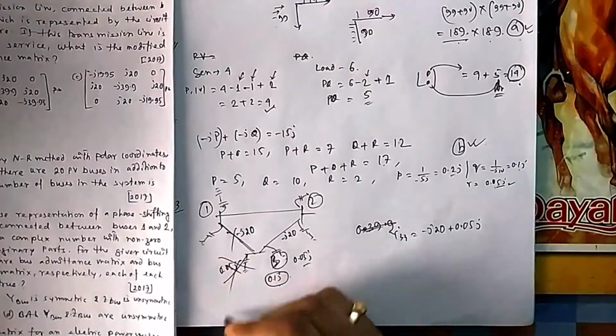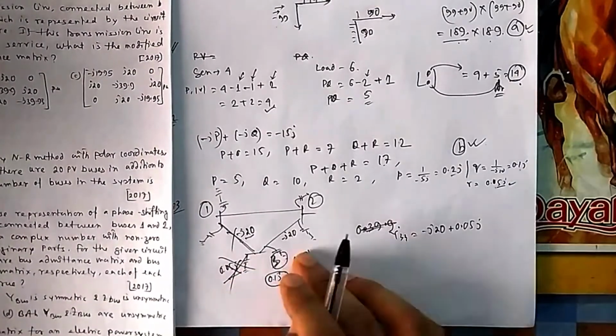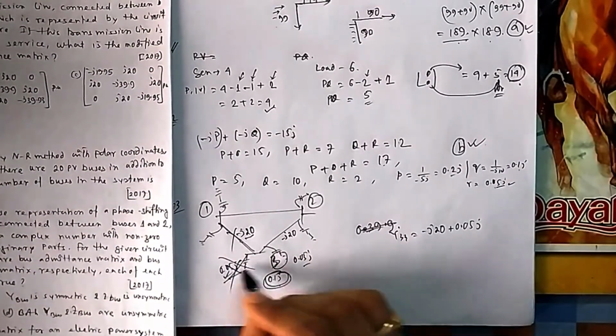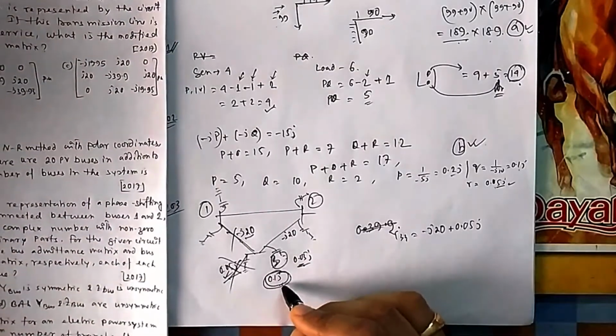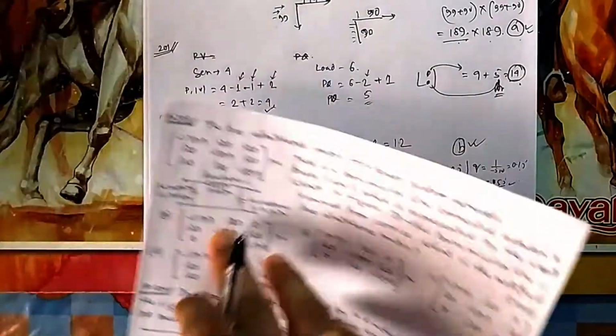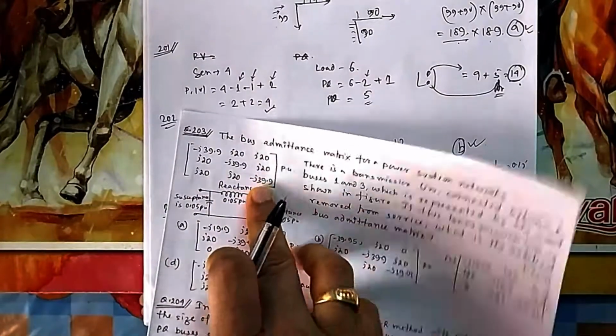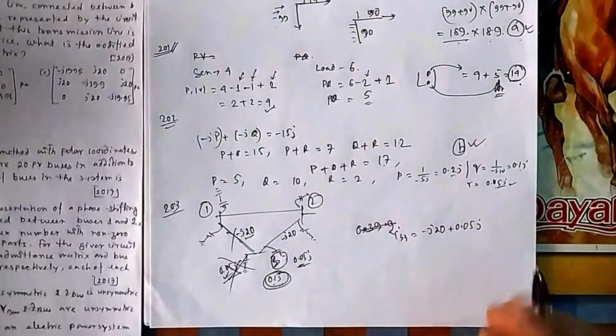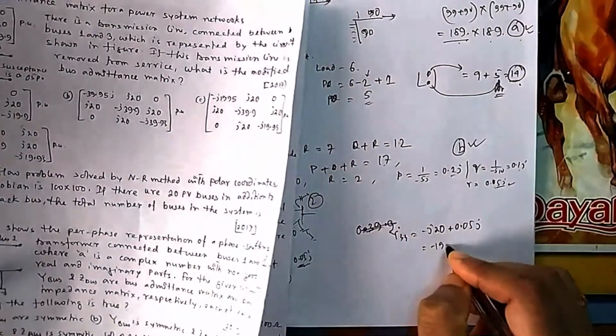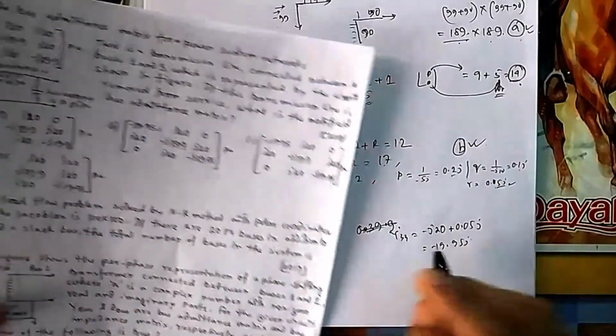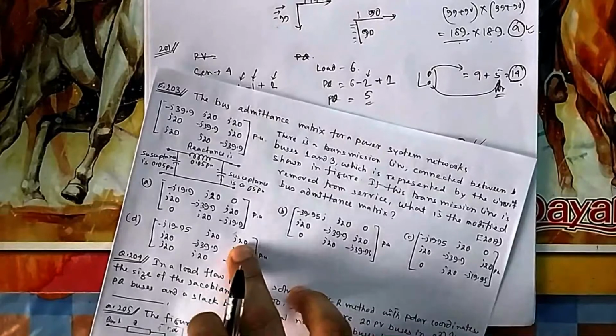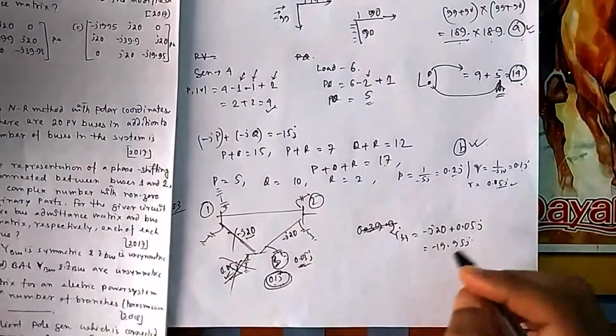This is gone, this is gone. So 0.05, 0.05, it was 0.1. One is 0.05, then another one is also 0.05, because total was 0.1. If you add all these things, then total shunt that is connected at bus 3 is 0.1. So it will be minus 19.95 j. So you can see it is in option C. D is already eliminated because y13 should be 0. There is no branch between 1 and 3 now.